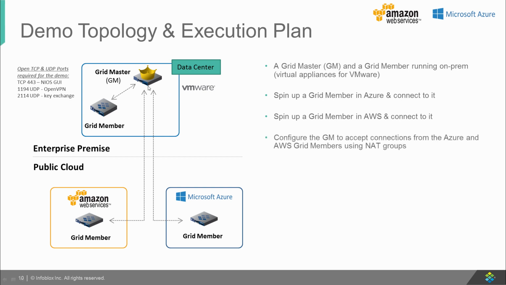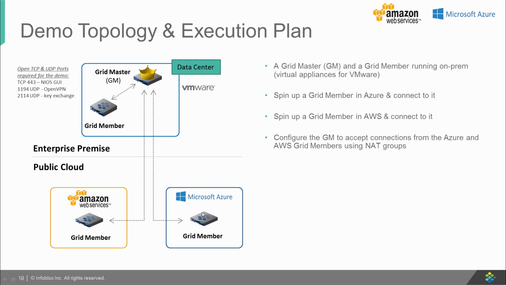Then we're going to configure the grid master to accept connections from both Azure and AWS grid members. For that, we need to configure something called the NAT group. So we configure the NAT group on the grid master. We do certain configuration in it, and this basically puts the master in a mode where it can accept connections from Azure and AWS.